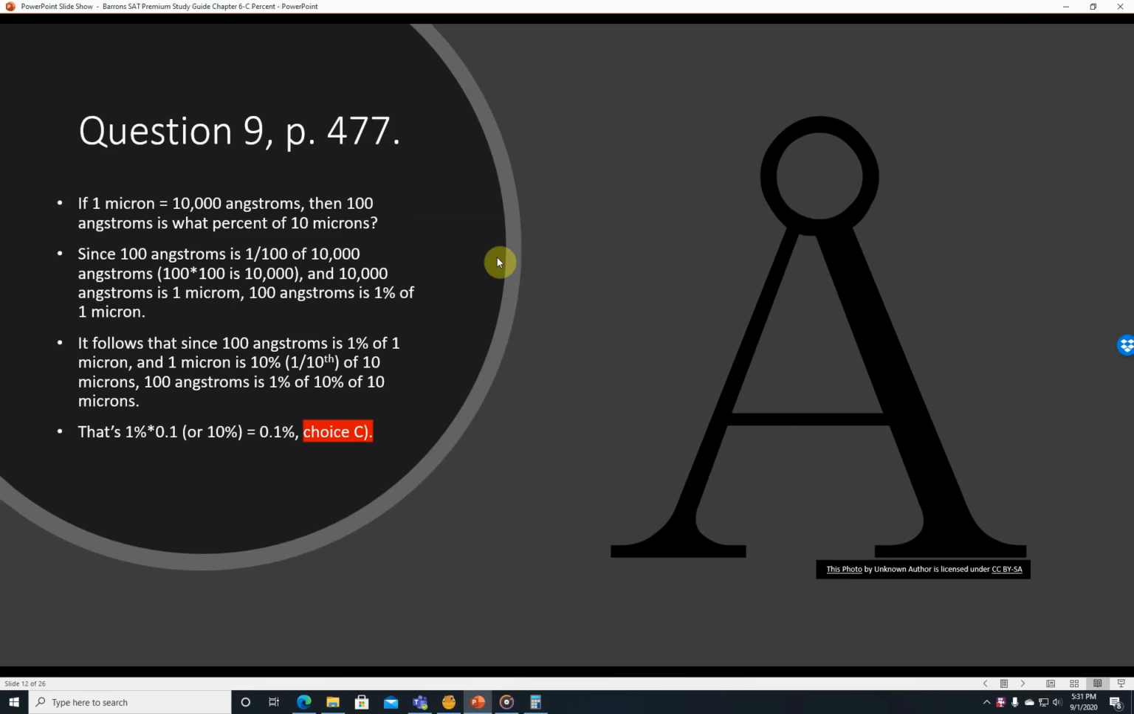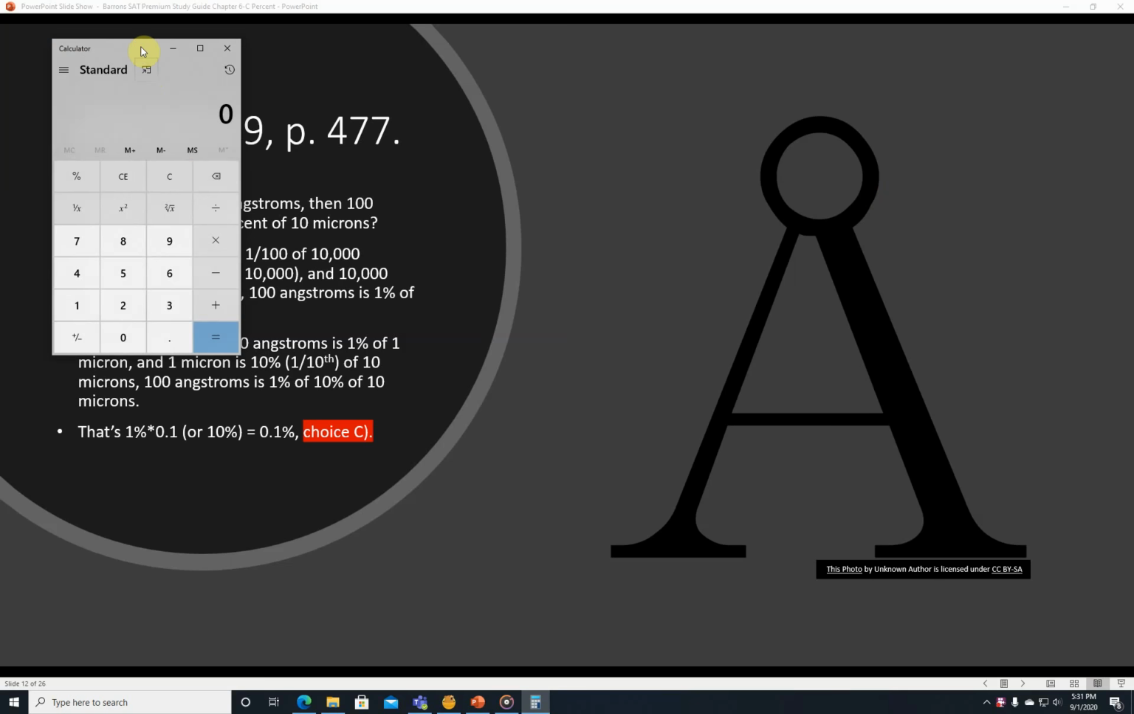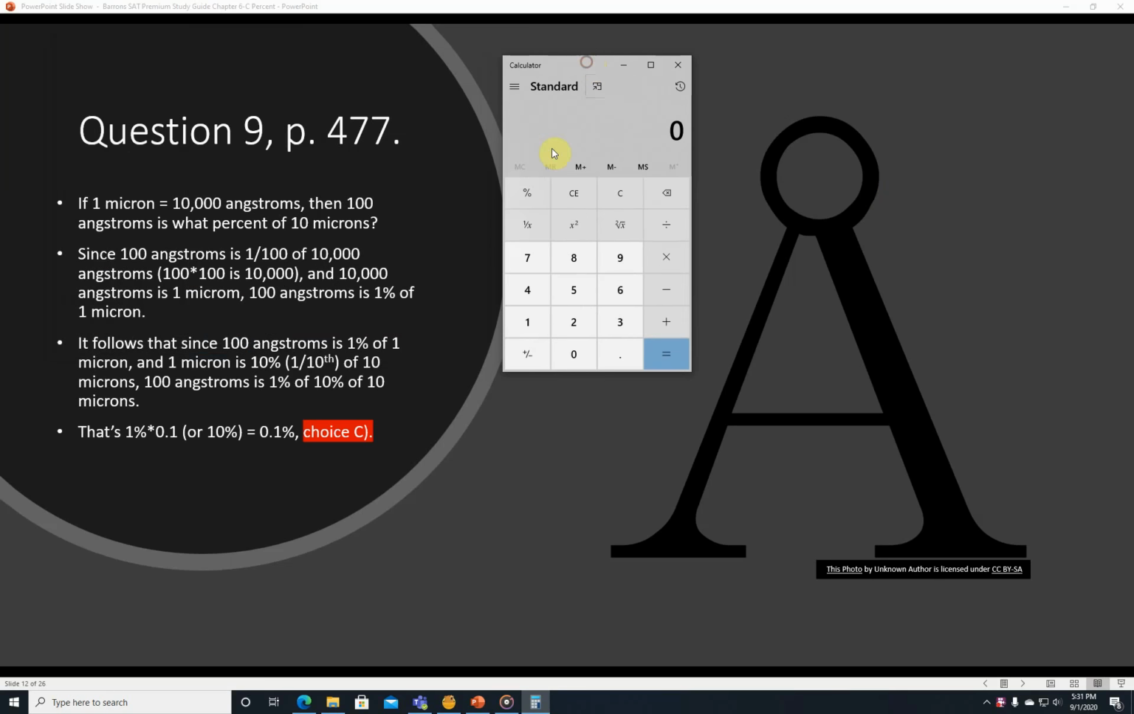Question 9, page 477. If 1 micron equals 10,000 angstroms, then 100 angstroms is equal to what percent of 10 microns? Well, all right, so we know that 100 angstroms is 1/100th of 10,000 angstroms. How do we know that? Well, because we know that 1 micron equals 10,000 angstroms. So then 100 angstroms would be what percent of 10 microns?